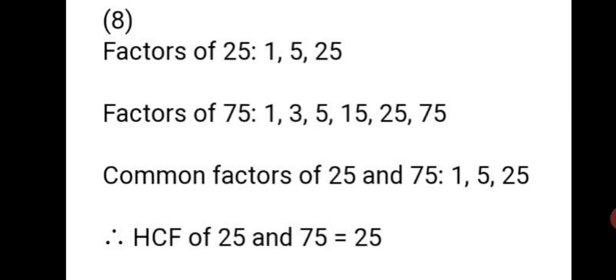Then second factor with the second last, 3 into 25, yes, 75. And third one with the third last, 5 into 15 gives us 75. That means all factors are forming proper pairs of giving the answer as 75 when multiplied. So this way you can check the factors. Now it's time to write down the common factors of 25 and 75, which are 1, 5 and 25. Therefore, highest common factor of 25 and 75 is equal to 25.